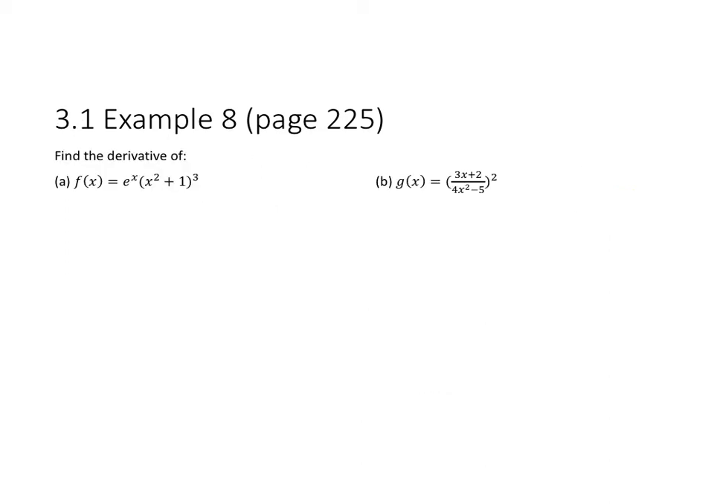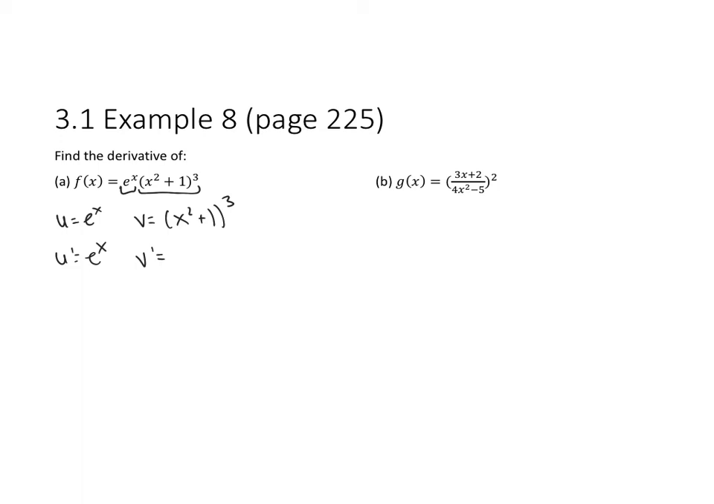So now we're getting ready in example 8 on page 225 to put the chain rule in conjunction with the product rule and the quotient rule. This has a lot of steps, but as long as you keep things very organized, you're going to be just fine. So let's get started. First, we have a u and a v, so let's write that out. U is e to the x, and v is x squared plus 1 cubed. U prime, that's nice and easy, it's e to the x.